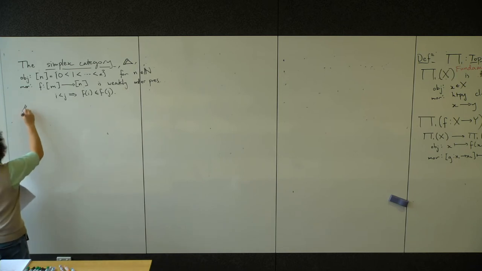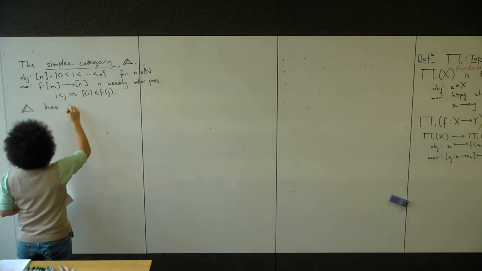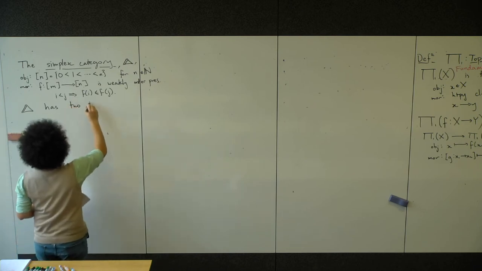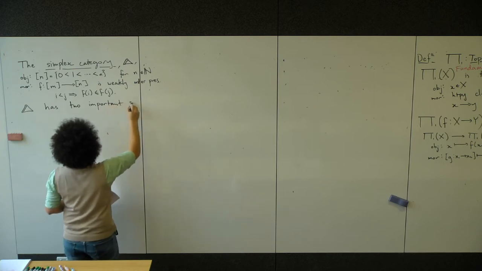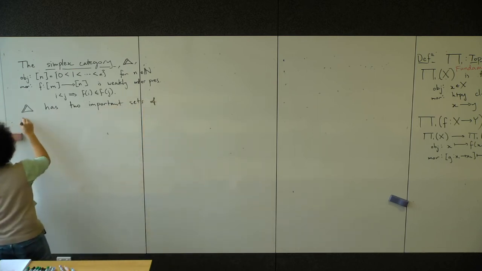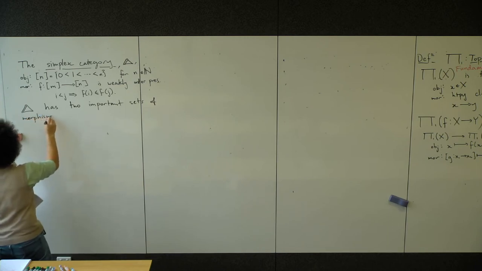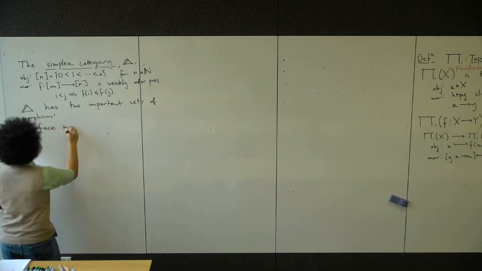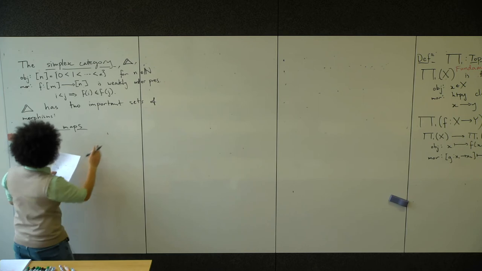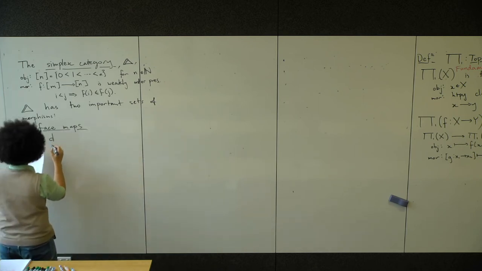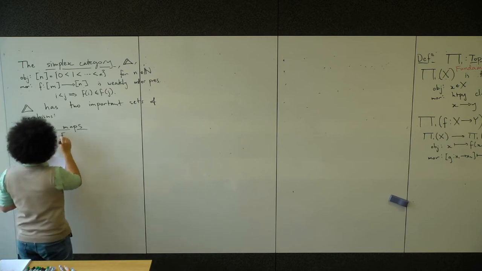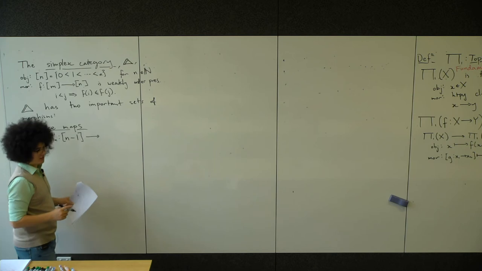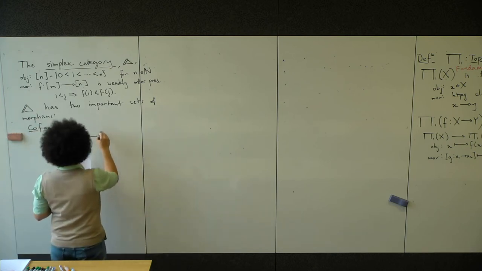All right. Delta has two important sets of morphisms. These are the coface maps. I'm going to index them like this, d^i_n, which go from n minus 1 to n. Also, there are a lot of indices in what follows, and there's a non-zero chance that I will mess up the indices at some point.